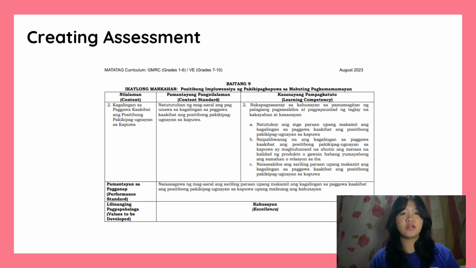In the lesson context, we have the topic "Kagalingan sa Paggawa Kaakibat ang Positibong Pakikipag-ugnayan sa Kapwa," for Grade 9, Quarter 3. And the value to be developed is excellence or kahusayan. So students learn to understand the value of work combined with positive interaction with others.